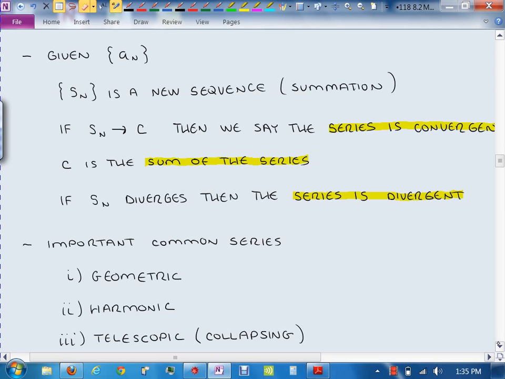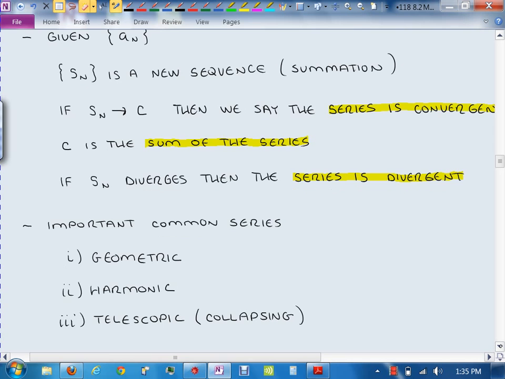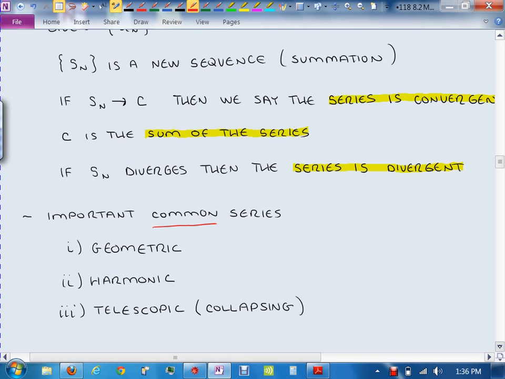And now we are going to get into the three very important common series that we will face in a Cal 2 class and later on in this chapter. The three series that we're going to study now are the geometric series, the harmonic series, and the telescopic or collapsing series. These are the three most important ones. You ready? Here we go. Start with geometric.